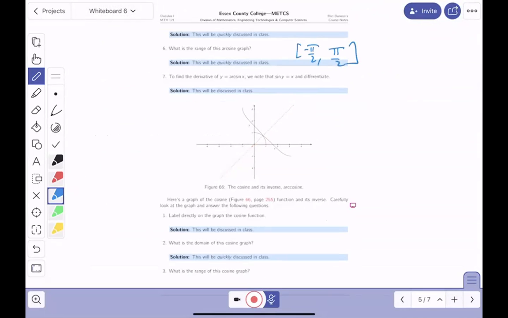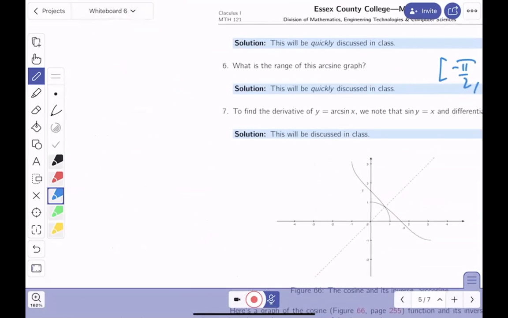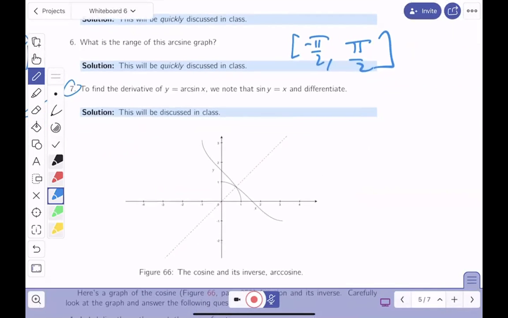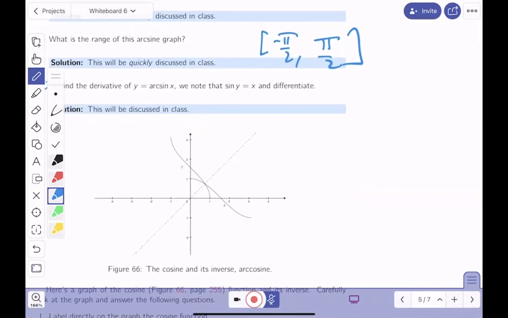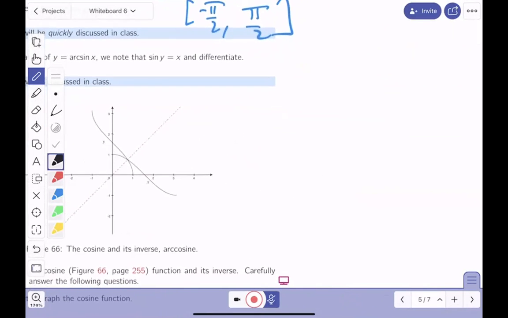All right, here's the deal now. What they say in number 7 is, again, that what came before was the Math 120 material. Now we're doing the Math 121 material, where they say to find the derivative of y equals arcsine of x, we note that sine of y equals x and differentiate. By the way, I'm not claiming this is going to be easy for you. What I'm claiming is that some understanding of prior knowledge will allow you to do the problem.